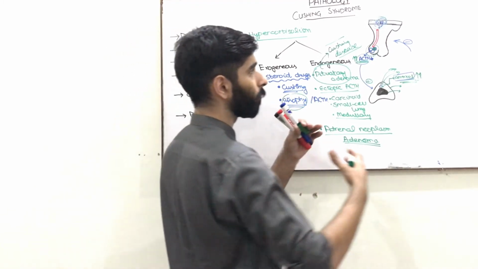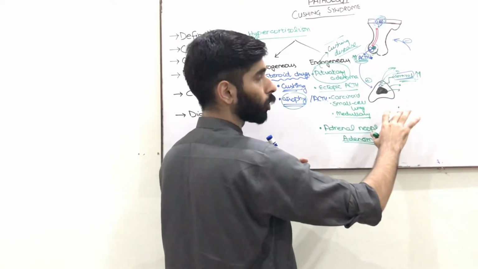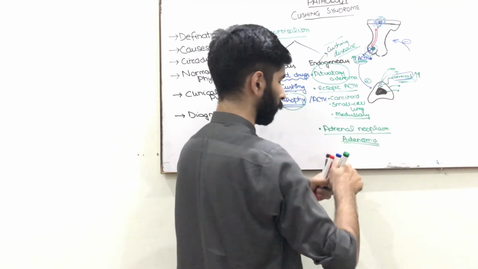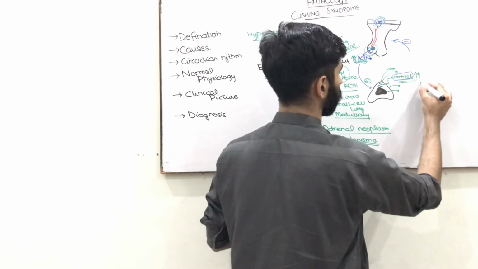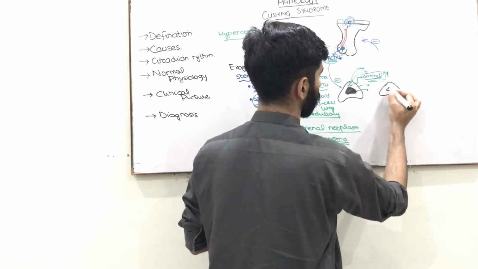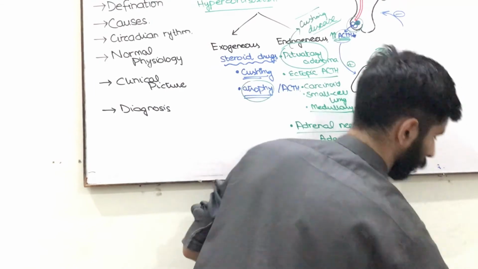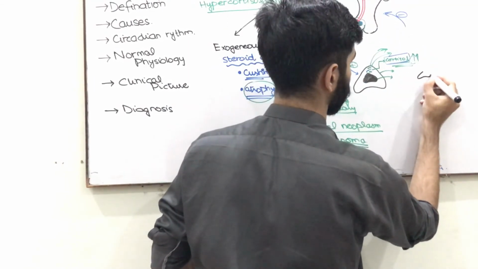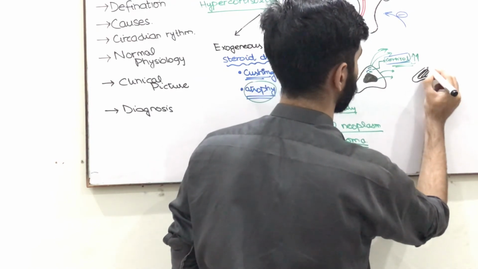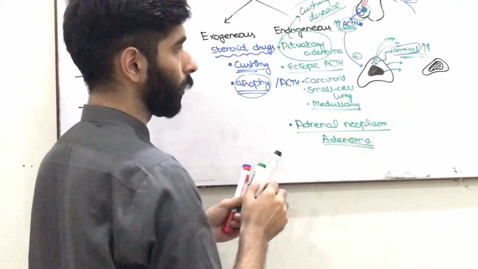There will be a negative feedback inhibition of ACTH, which leads to loss of stimulatory function of ACTH over the zona fasciculata. As a result, it leads to atrophy of the adrenal gland. So use of these steroid drugs leads to adrenal atrophy.